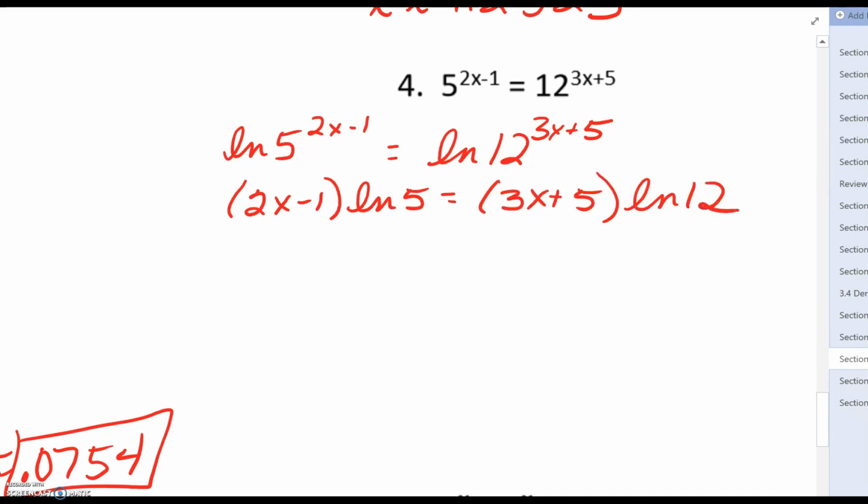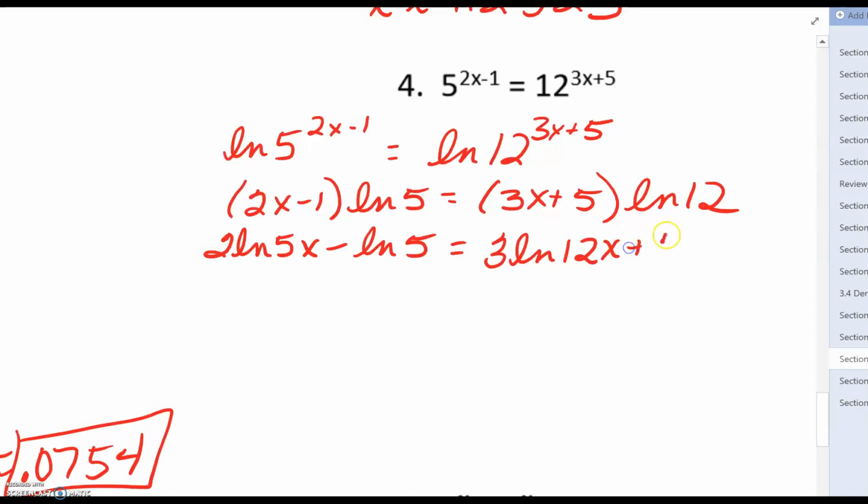And now, keep in mind that the natural log of 5, that's just a number. Natural log of 12, that's just a number. So you can go about this a couple of different ways. Some people like to divide both sides by the log of 5. Some people like to distribute on both sides. I think I'll do it that way. So on the left, I'll have 2 natural log 5 times x minus the natural log of 5. I just distributed that natural log of 5. Same thing over here: 3 natural log of 12 times x plus 5 times the natural log of 12.